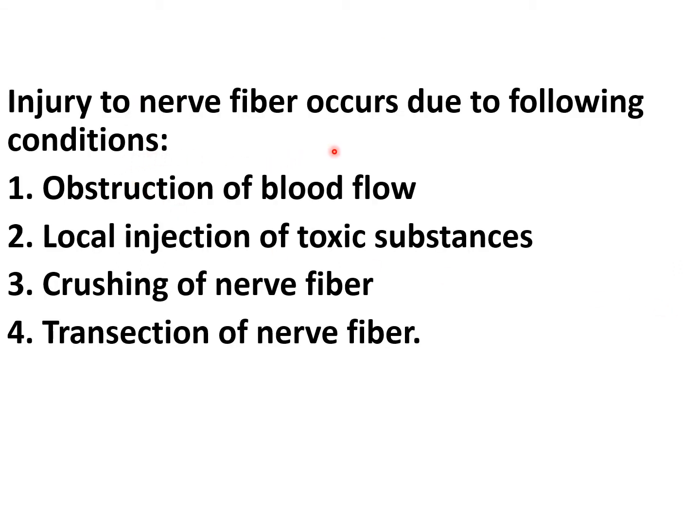Now, injury to nerve fiber occurs in certain conditions like obstruction of the blood flow, local injection of toxic substances, crushing of nerve fibers, transection of nerve fibers, and there are also certain causes of peripheral nerve damage like nerve injury due to trauma and systemic disease such as diabetes and nutritional deficiencies such as vitamin B12 deficiency and infections such as leprosy or AIDS and disruption to blood supply of nerves as occurs with vasculitis and arteriosclerosis and certain side effects of drugs, for instance some anti-cancer drugs.